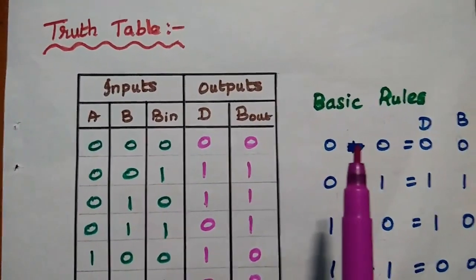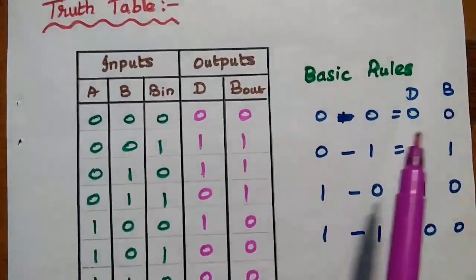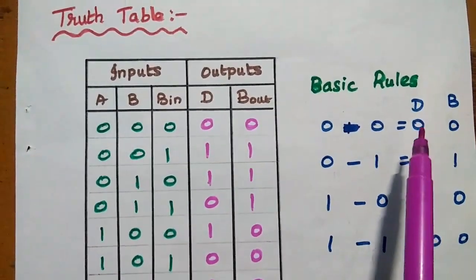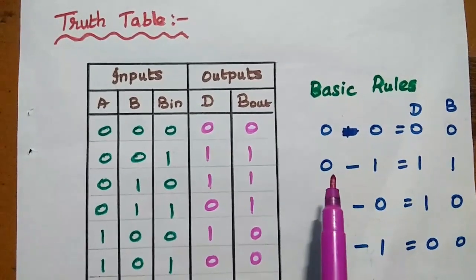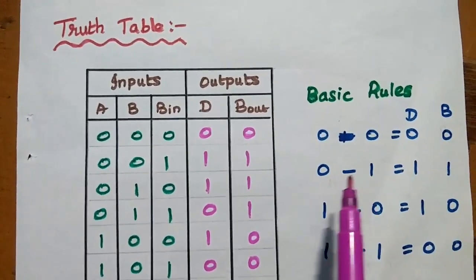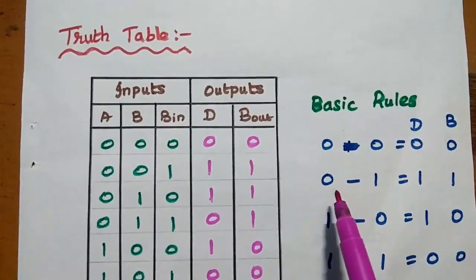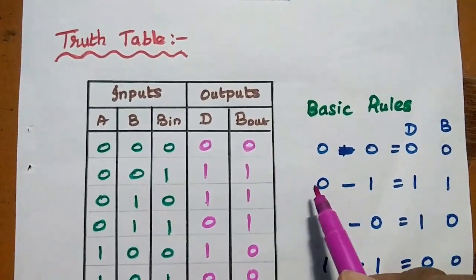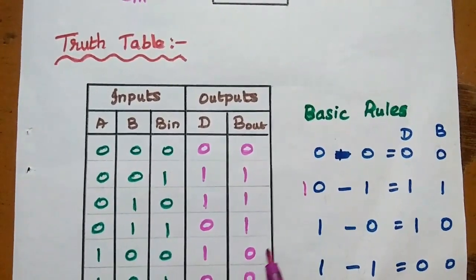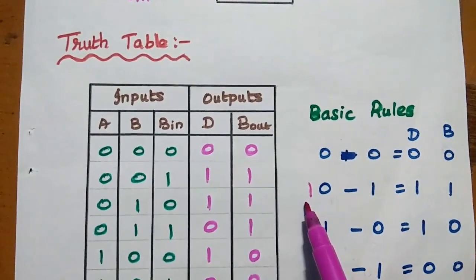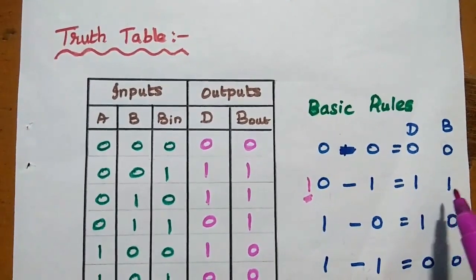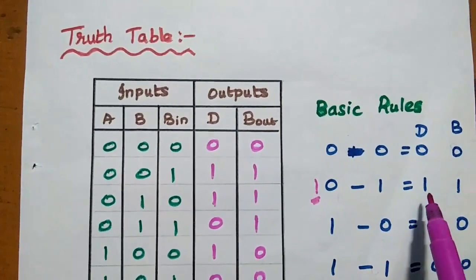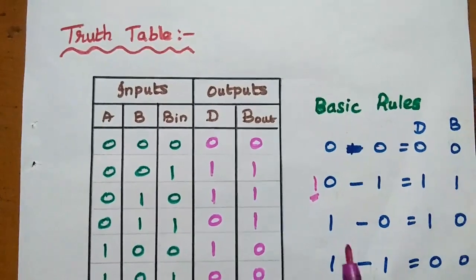So here the basic rules for binary subtraction are: 0 minus 0 is equal to 0. The difference is 0, there is no borrow. Next, 0 minus 1. Here the minuend is smaller than the subtrahend. In that case we have to borrow one bit. So here we have borrowed 1, so borrow becomes 1, and 10 minus 1 is 1. So the difference is also 1, and the borrow is also 1.